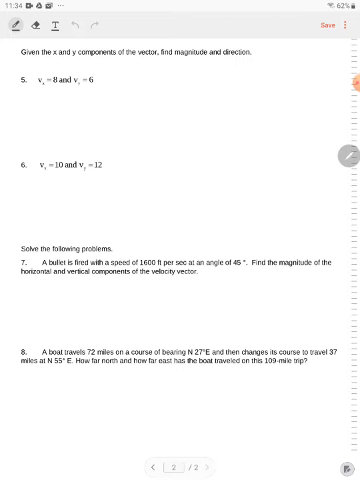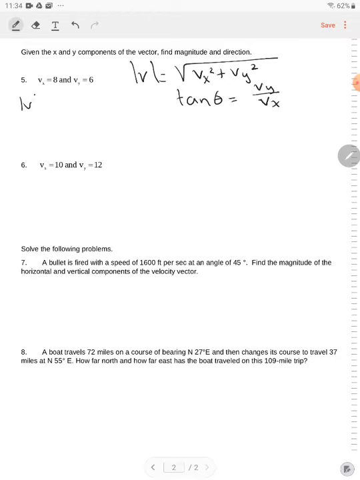Given x and y components, find the magnitude. So what you want to know is this. The magnitude of v is equal to the square root of Vx squared plus Vy squared. Okay, because this has to do with, again, the Pythagorean theorem. And tangent of theta is equal to Vy divided by Vx.